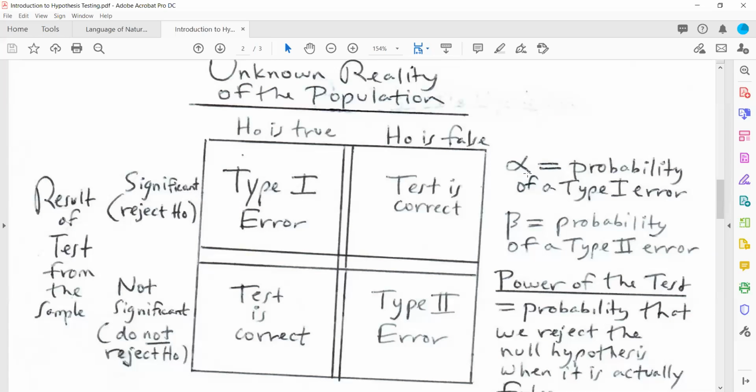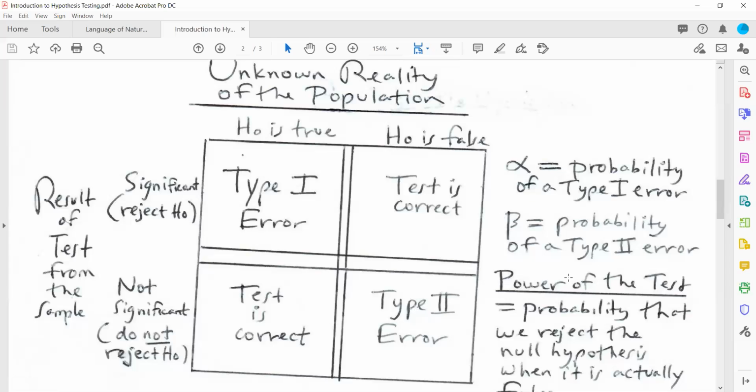Now, the probability of a type 1 error is called alpha. Alpha is just a Greek letter, and in this case, it's used for the probability of a type 1 error. It's the probability that you reject the null hypothesis when the null hypothesis is true. The Greek letter beta, this letter here, is the probability of a type 2 error. It's the probability that you do not reject the null hypothesis when it's actually false.